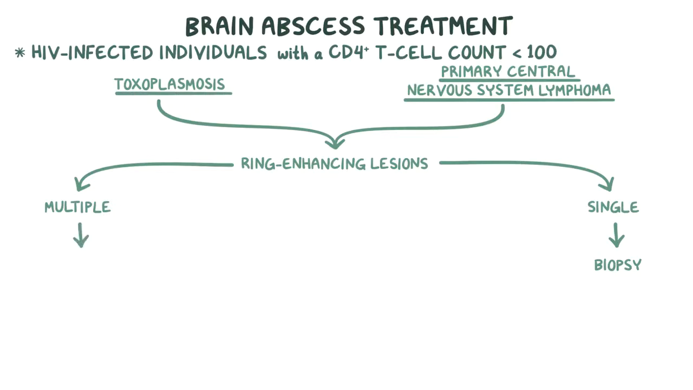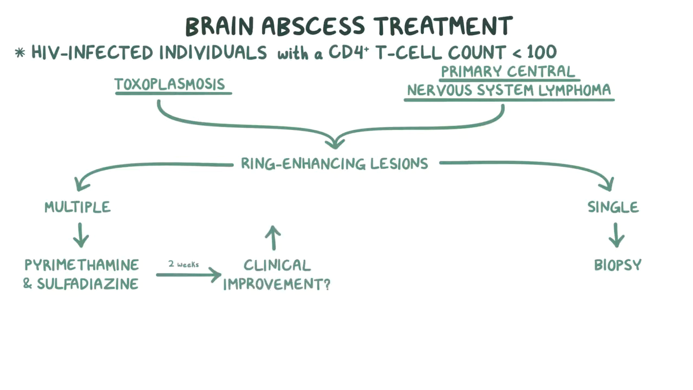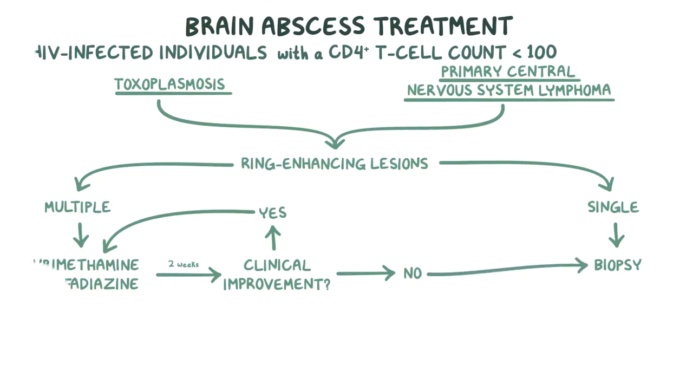An empiric treatment with pyrimethamine and sulfadiazine is started. After 2 weeks of treatment, if there's clinical improvement, then this confirms that it was indeed toxoplasmosis and treatment is continued. However, if there's no improvement, then the diagnosis is likely lymphoma, and the lesion is biopsied to confirm that suspicion. Alright, as a quick recap.